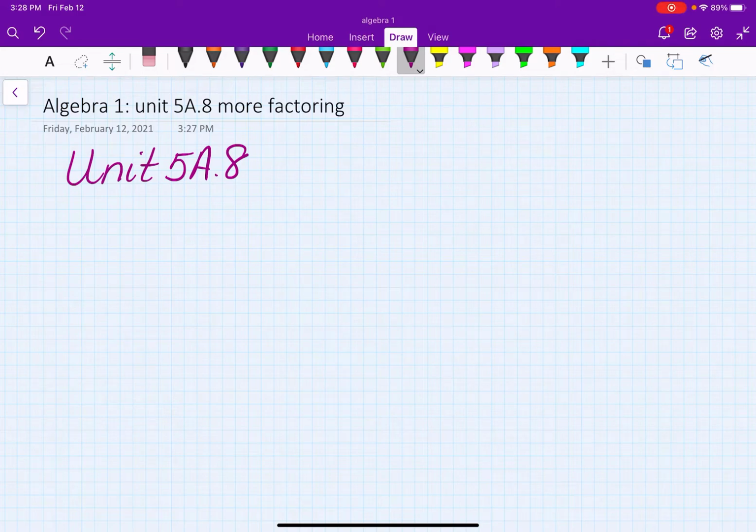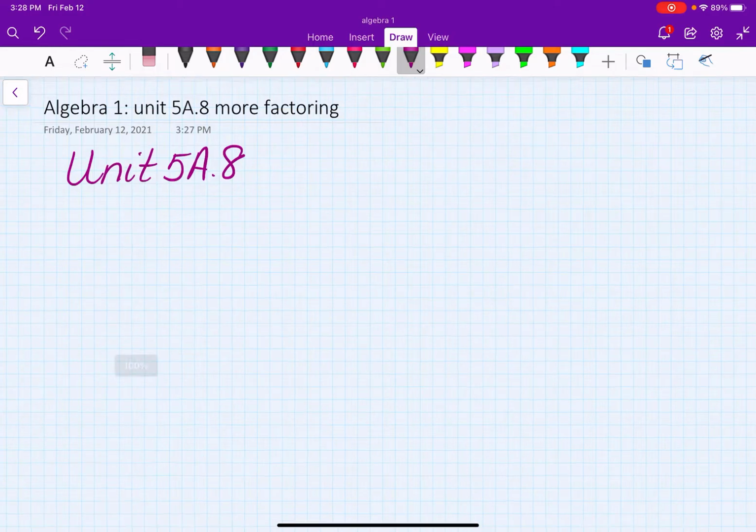All right, we're just going to do some more factoring. So I'm going to do 2 more examples here, and then we'll do some more examples in class. We've just got to keep practicing, so that's why this is there. We're doing more factoring. Okay, so let's do like we did before.